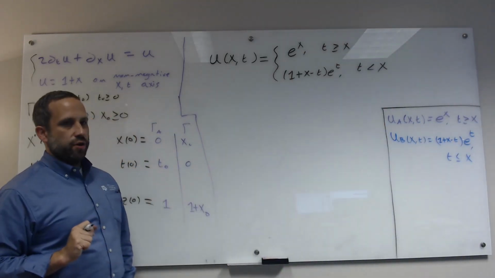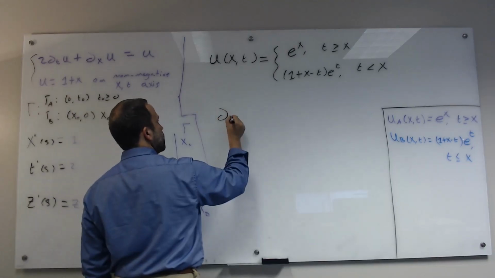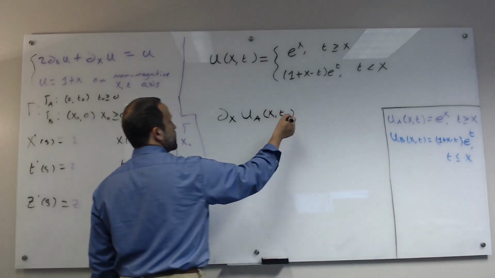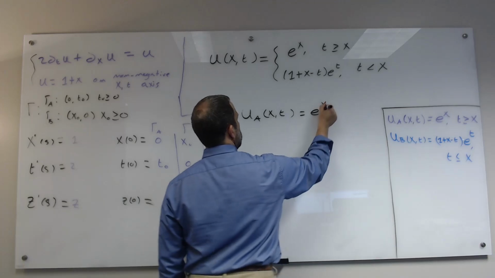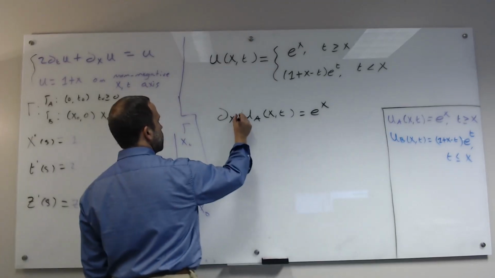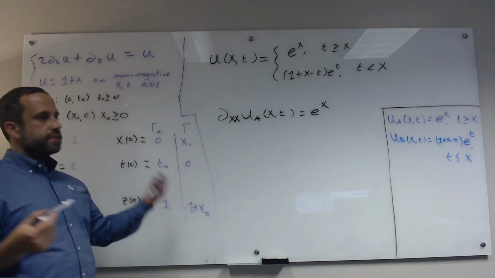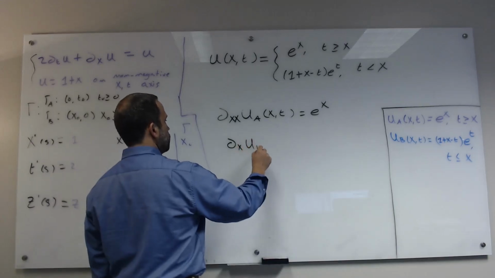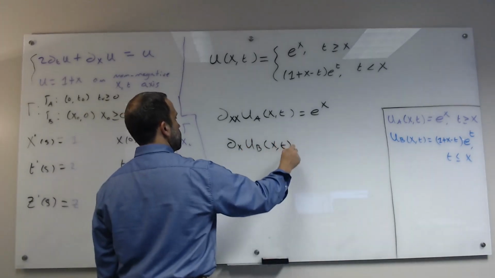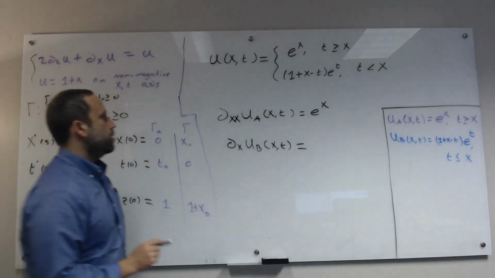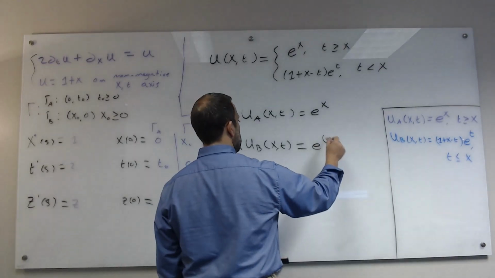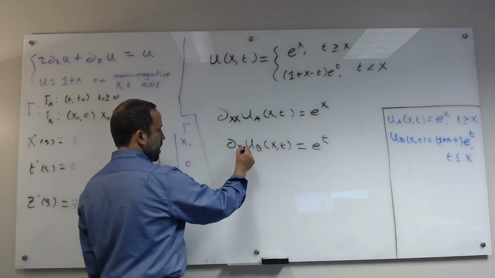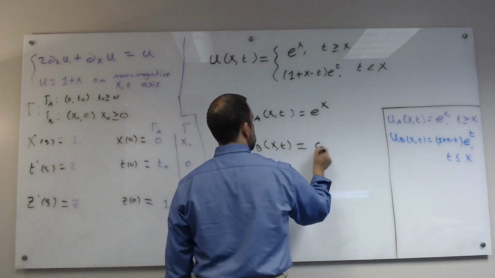So what about the second derivatives? Again, let's look at the x derivative of u_a of (x,t), which is equal to e to the x, and I think you can see that the double x derivative is also going to be equal to e to the x. If we just keep doing the x derivative, that's what we get. If we do the x derivative of u_b of (x,t), well, what do we get? It's going to be e to the t. We got that before. Well, if you do the double x derivative, there are no x's there, so this is equal to 0.